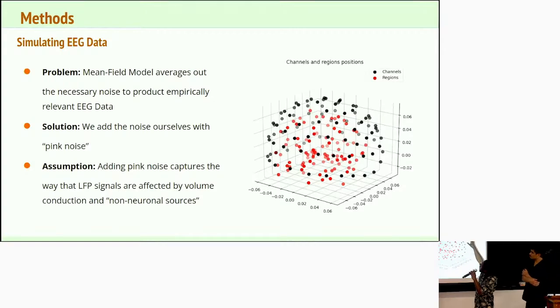Over here on the side, this is a forward projection model that details all of the regions in red, and in black you see all of the channels. These are the precise locations inside the model and inside the empirical data that we used, where we had 91 channels and 96 regions in red.